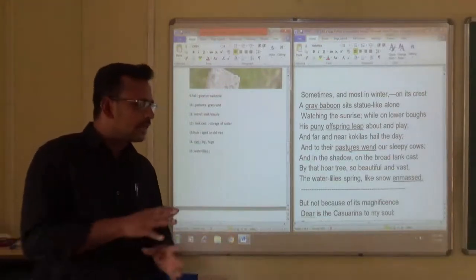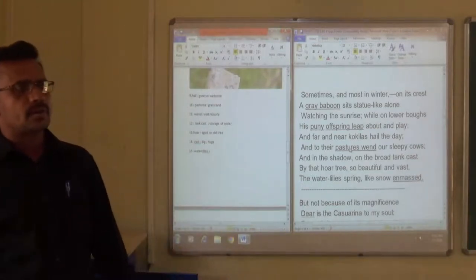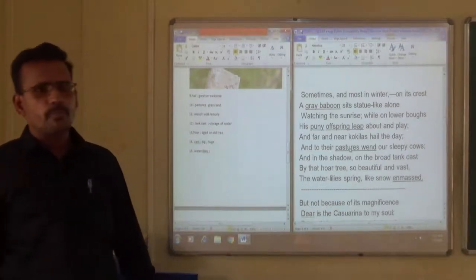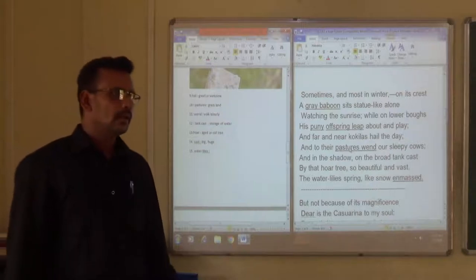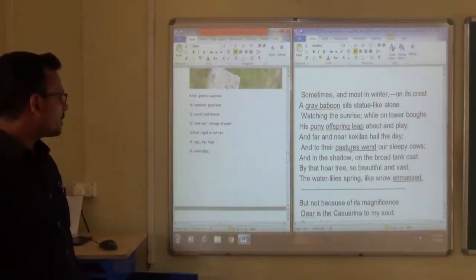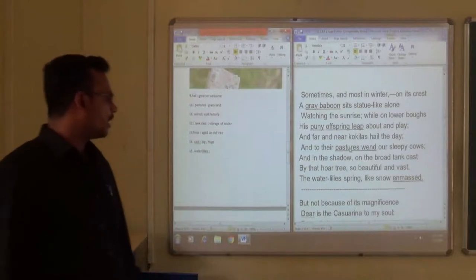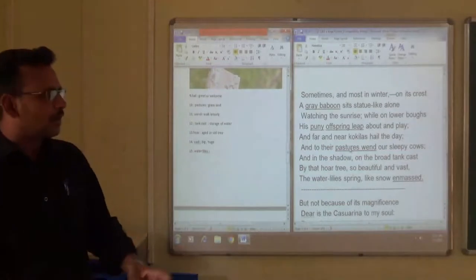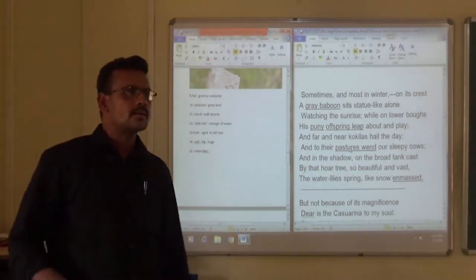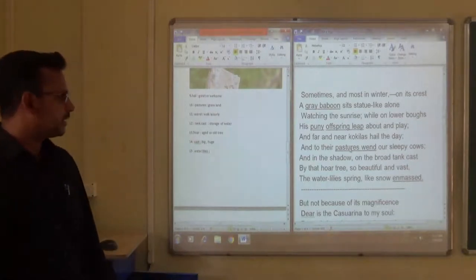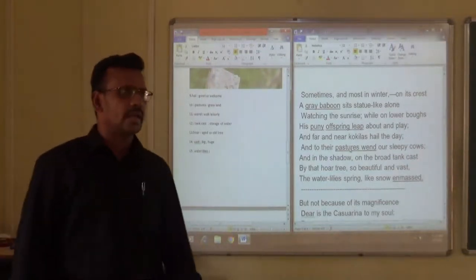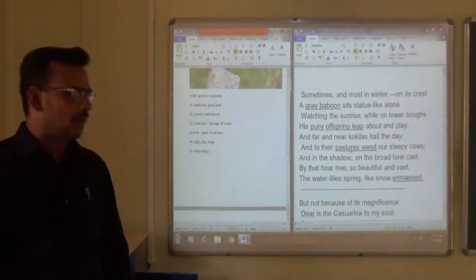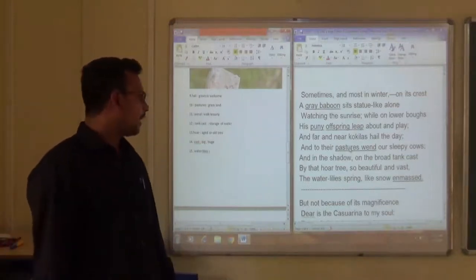Along with the three things, the poet noticed the Casuarina tree. The poet loved the Casuarina tree because it took a very important role in her childhood life. The water lilies spring like snow in mask. The next one is the water lilies. In the storage of water, she noticed the water lilies in the spring season like snow en-masked. The word en-masked means amazed. It was looking very beautiful, surprised, and amazed.